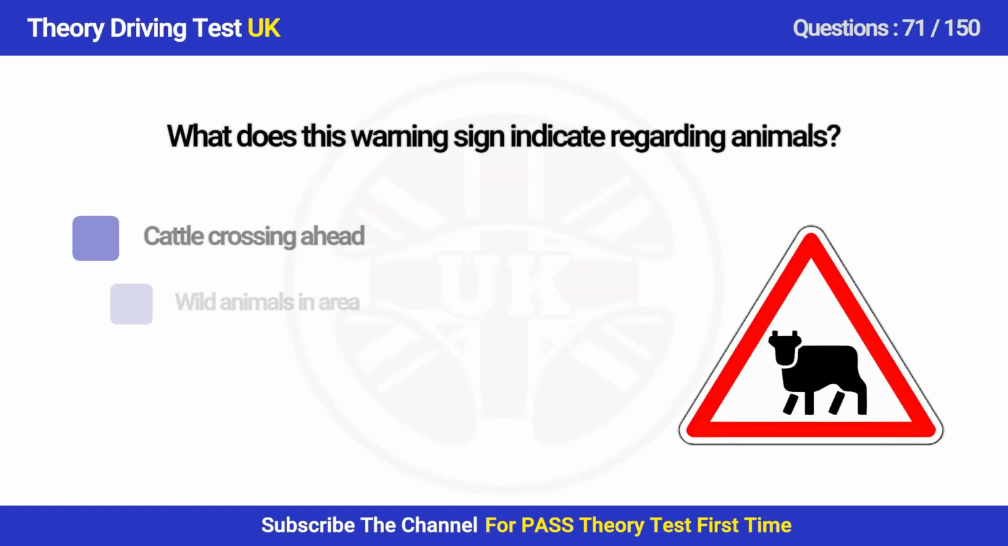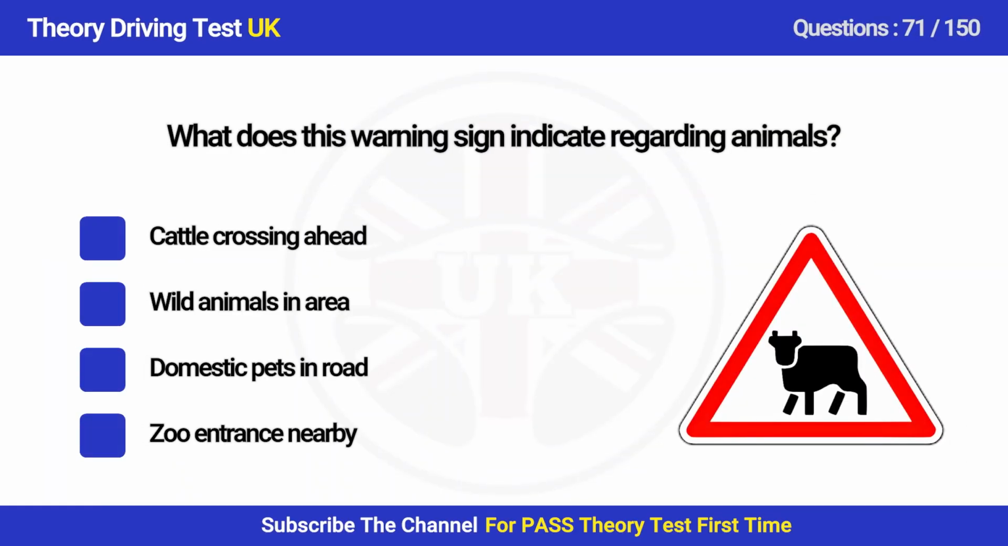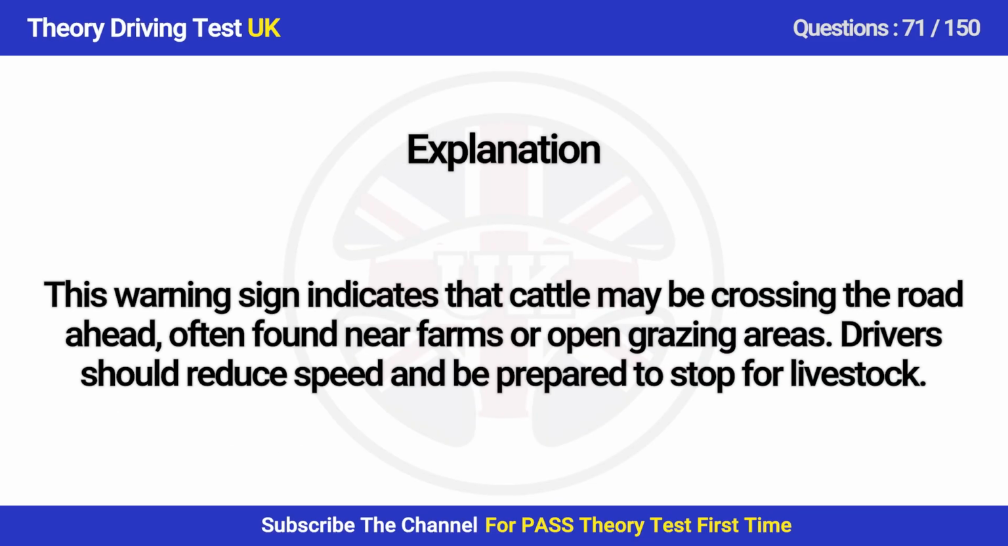Question 71. What does this warning sign indicate regarding animals? A. Cattle crossing ahead. B. Wild animals in area. C. Domestic pets in road. D. Zoo entrance nearby. Answers is A. Cattle crossing ahead. This warning sign indicates that cattle may be crossing the road ahead, often found near farms or open grazing areas. Drivers should reduce speed and be prepared to stop for livestock.